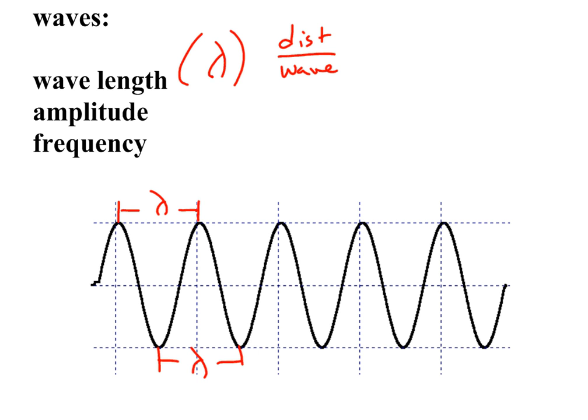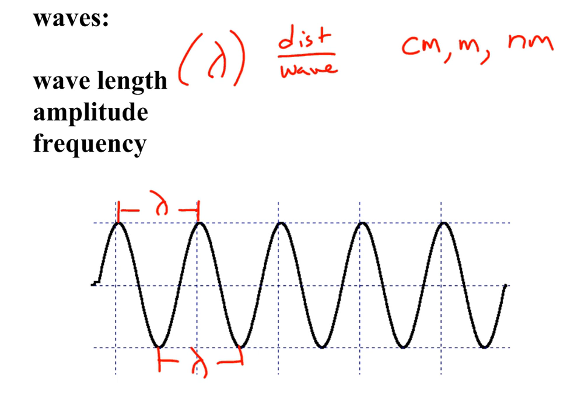The units for wavelength could be centimeters, could be meters, could be nanometers. A nanometer is 10 to the negative 9th meters. So we'll take a look at how to convert from one distance unit to another.